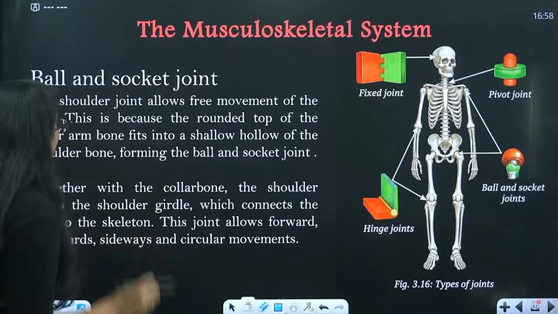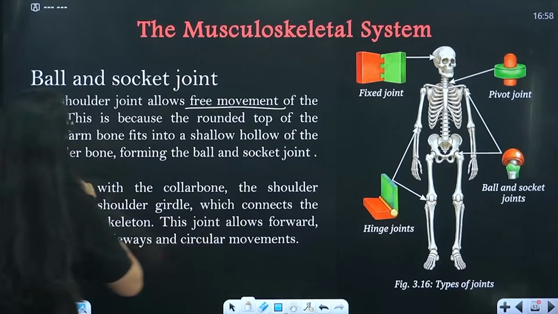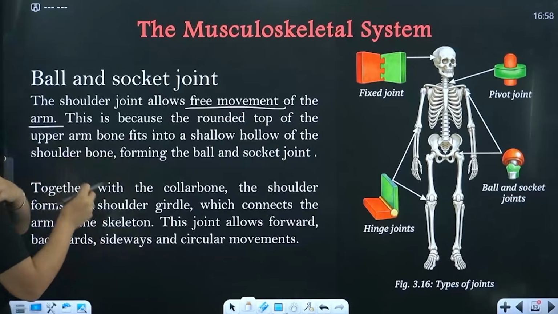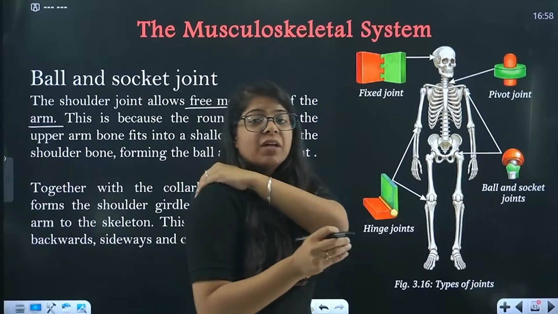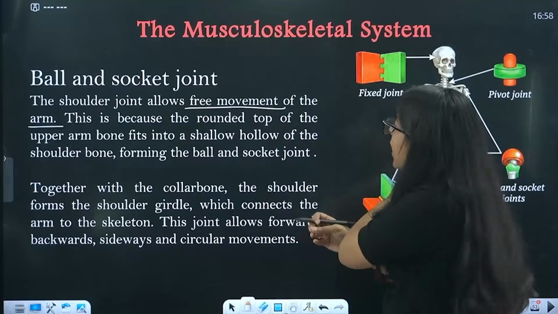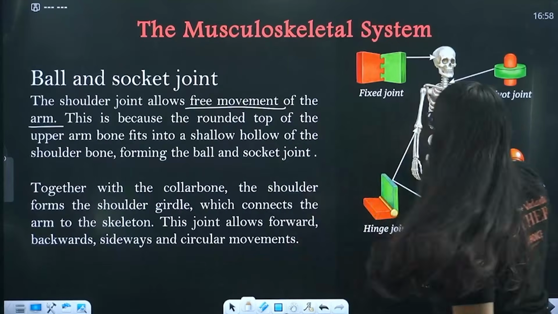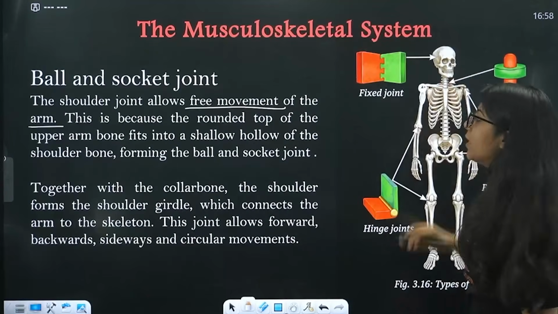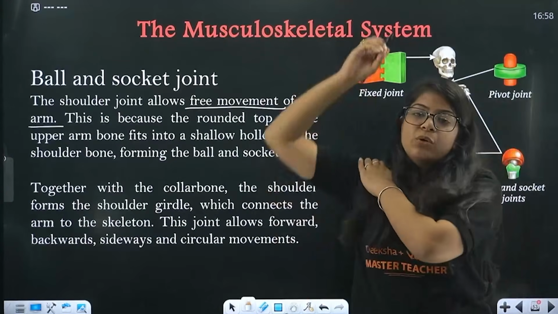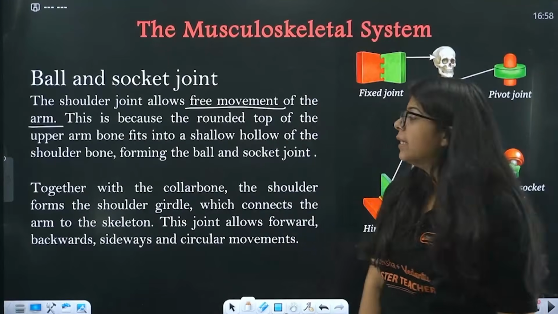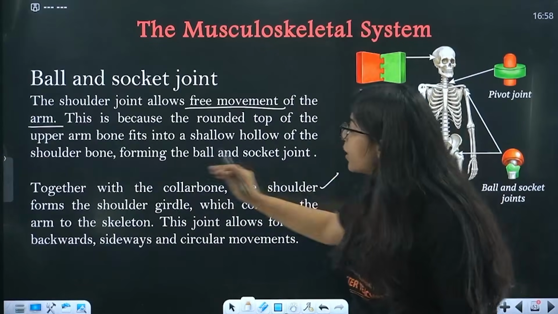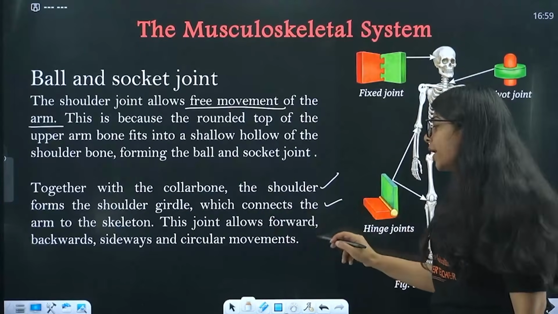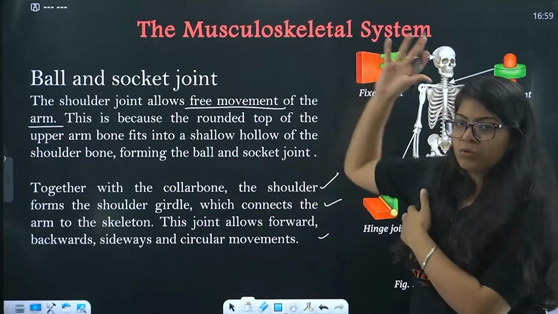So beta, the shoulder joint allows free movement of the arm. This is because the rounded top of the upper arm fits into the shallow hollow of the shoulder bone. So this is my shoulder bone, this is my upper arm. Just between them I have a joint, that is a ball and socket joint, which allows me to do all kinds of movements. Okay, together with the collarbone, the shoulder forms the shoulder girdle, which connects the arm to the skeleton. Okay, this joint allows forward, backward, sideways, circular movement.